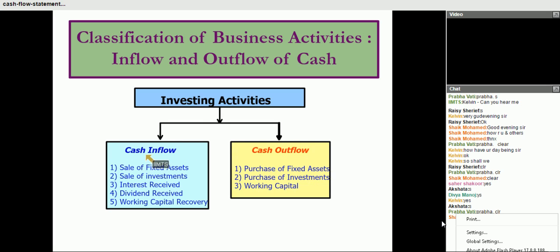Similarly, for investing activities, in cash inflow we have sale of fixed assets and sale of investments. When we sell any assets or investment, the money that comes goes into the account of the organization. That is why we have termed it cash inflow. Interest received, dividend received, working capital recovery, all these things come inside cash inflow. For cash outflow, purchase of fixed assets, purchase of investments, working capital. This comes in cash outflow.